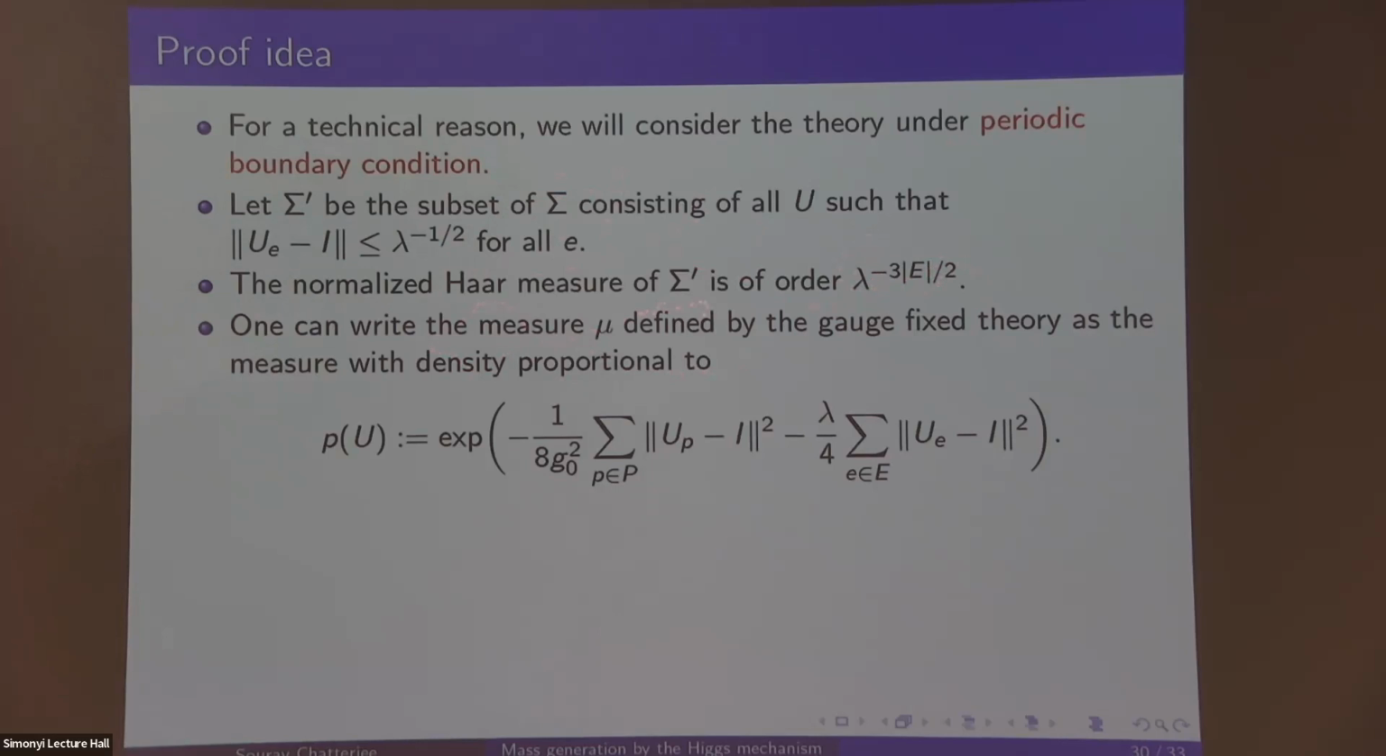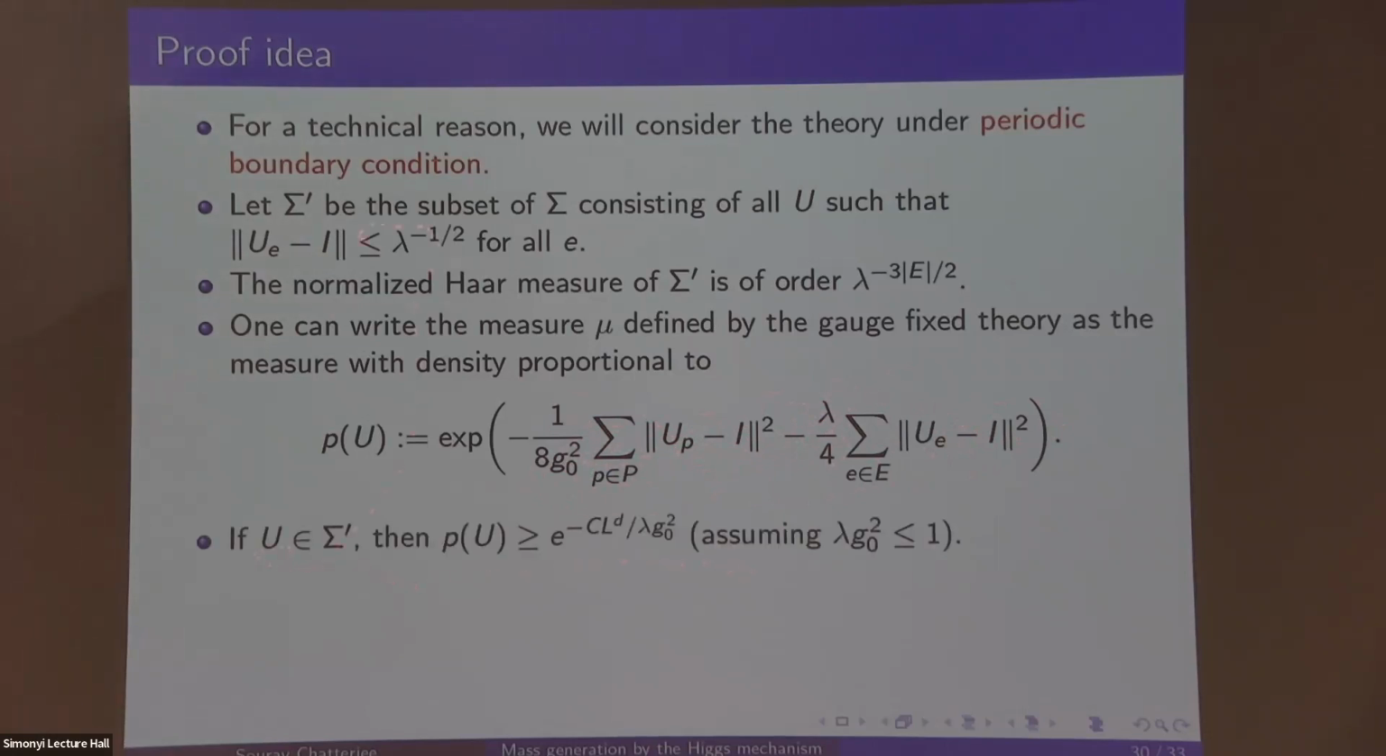Now the probability measure mu defined by the gauge fixed theory is a measure with density proportional to this. Remember I had this real part of U times something, but it's the same as U minus I squared, because for any SU2 matrix, the norm of U minus I squared is just some constant plus the real part of the trace of U. So you can write it like this. And the nice thing is that both these terms are now non-negative. This measures how far these are from the identity and how far these are from the identity. This coefficient is much bigger than this coefficient because lambda g0 squared is close to 0. So this is the dominant term.